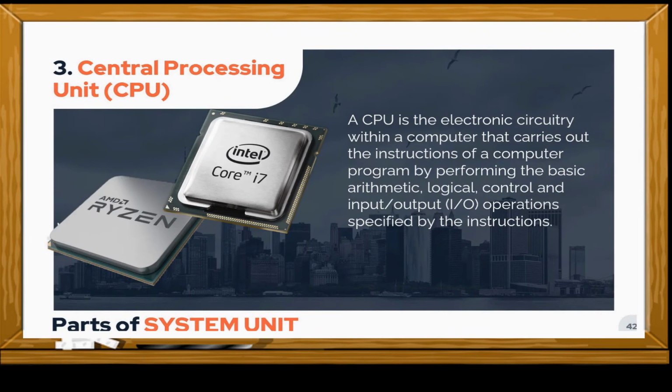Next is the Central Processing Unit. A CPU is the electronic circuitry within a computer that carries out the instructions of a computer program by performing the basic arithmetic, logical, control, and input-output operations specified by the instructions.